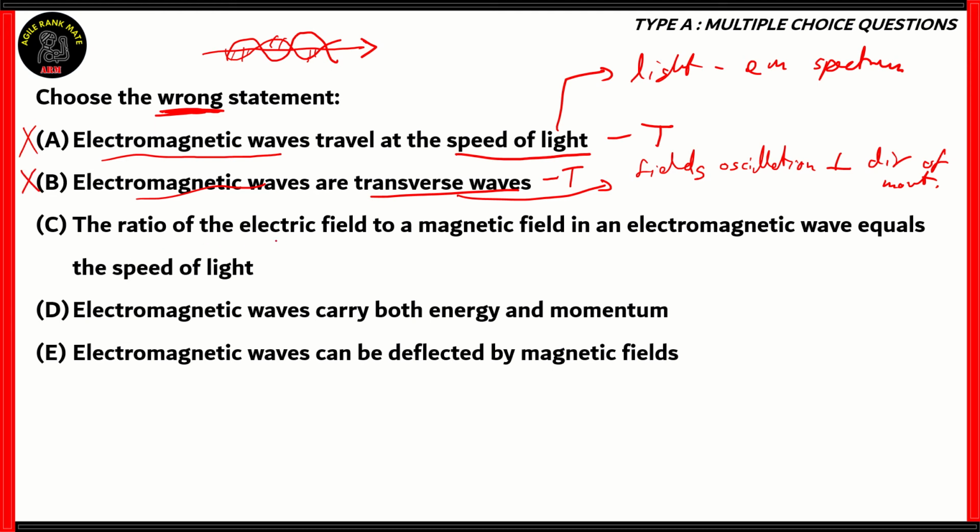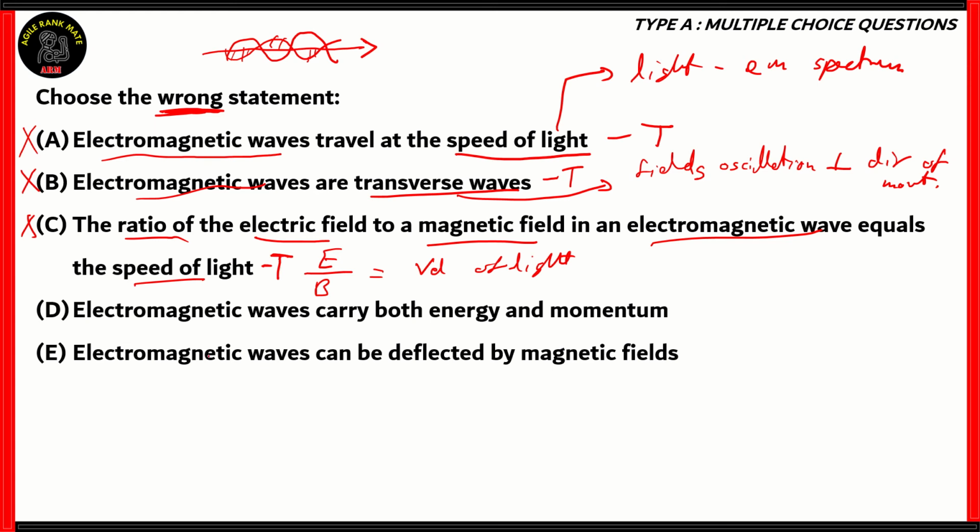Option C, the ratio of the electric field to the magnetic field in an electromagnetic wave equals the speed of light. What that means is electric field over magnetic field gives us the speed of light. This is a proven theorem, so option C is also incorrect. The reason why it's incorrect is that the statement is true.